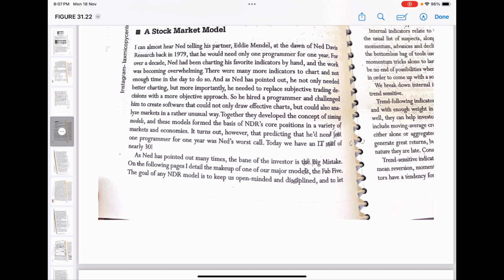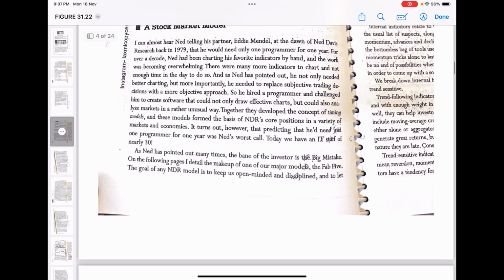So he hired a programmer and challenged him to create a software that could not only draw effective charts, but could also analyze markets in a rather unusual way. Together, they developed the concept of timing models, and these models formed the basis of NDR's core position in a variety of markets and economies. It turns out, however, that predicting that he'd need just one programmer for 1 year was Ned's worst call. Today, we have an IT staff of nearly 30.